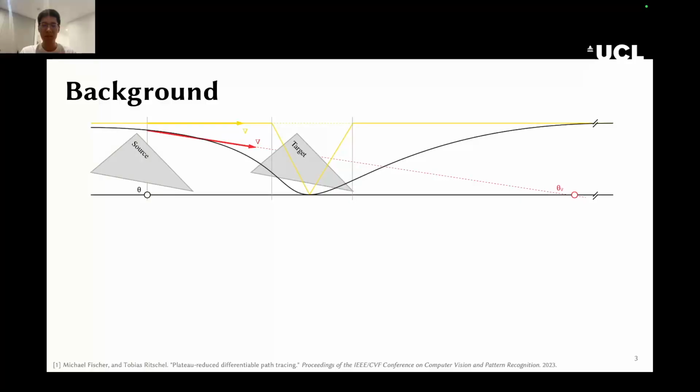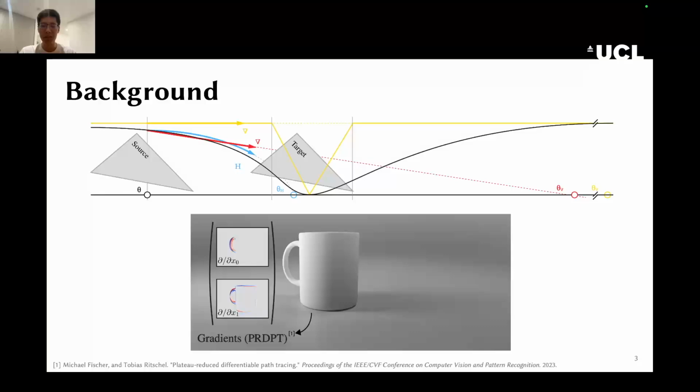In addition to the plateaus, almost all prior work experiments with first-order gradients, because they are easy to compute and readily available in many autodiff frameworks. However, they are direction only. Without curvature, they take many wasteful and small steps. Previous work on plateau-reduced differentiable path tracing by Fischer and Ritschel uses a convolution trick that reduces plateaus and works with black box functions, but it uses a first-order method.